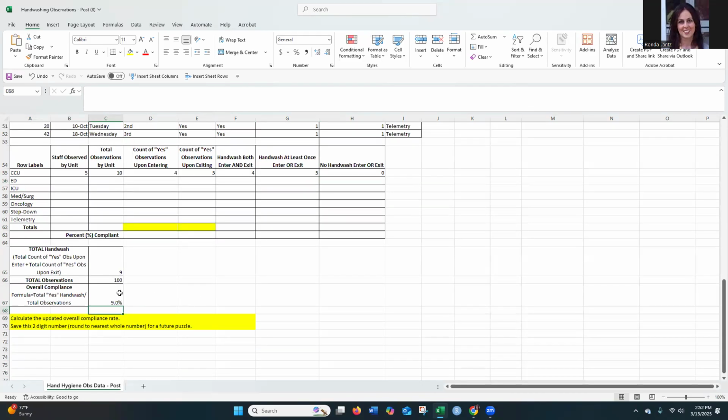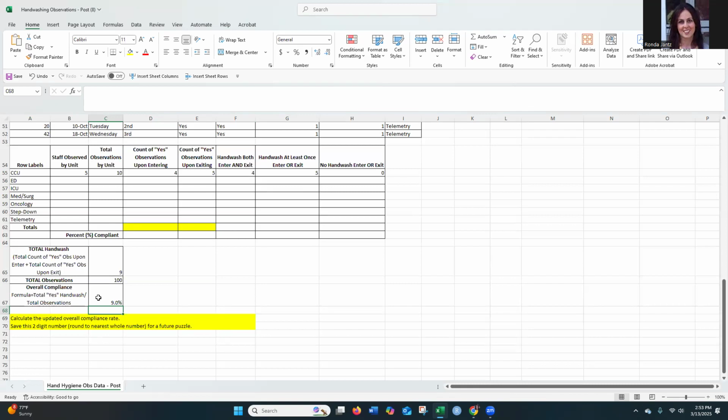You're going to save this overall compliance number for a future puzzle, so don't lose it. I recommend using a Post-it on your computer monitor, sending yourself an email, something like that, so you don't forget this. We have a quiz in week 5 where you will need to use that overall compliance rate again.